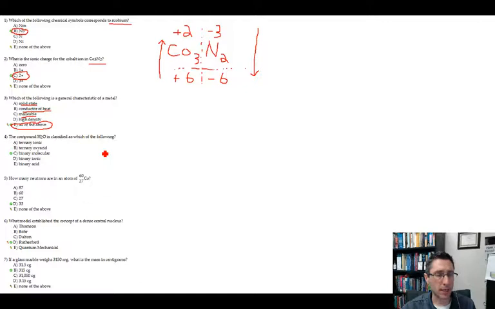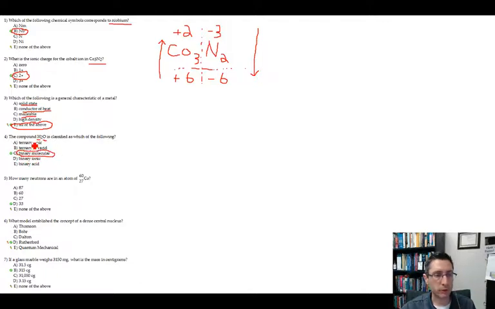Number 4, the compound H2O is classified as which of the following? H and O are both nonmetals, gases. So typically when nonmetals are getting together, we call that a molecular compound. There's only one choice here. That's a molecular compound. That's C.